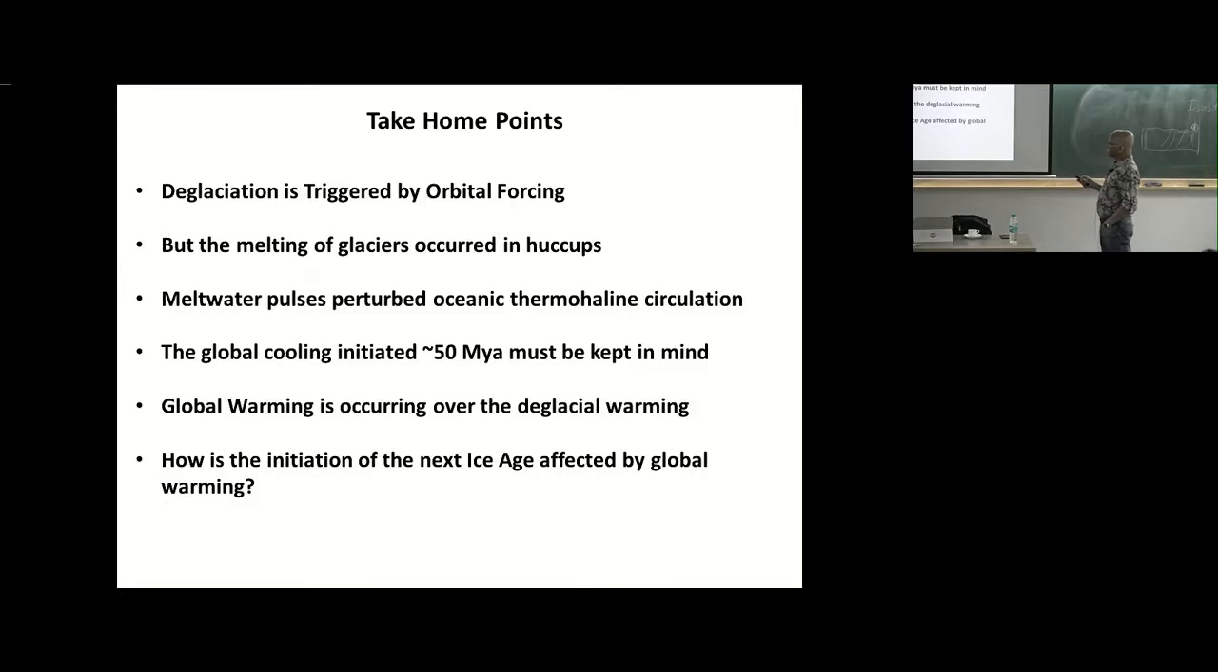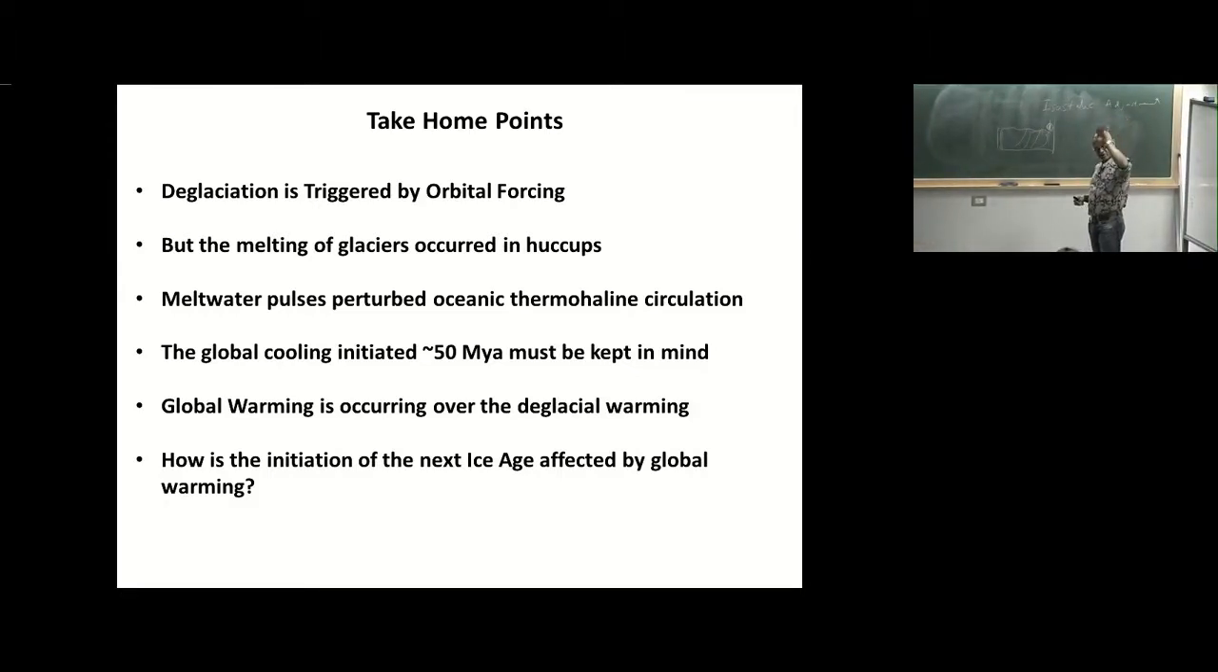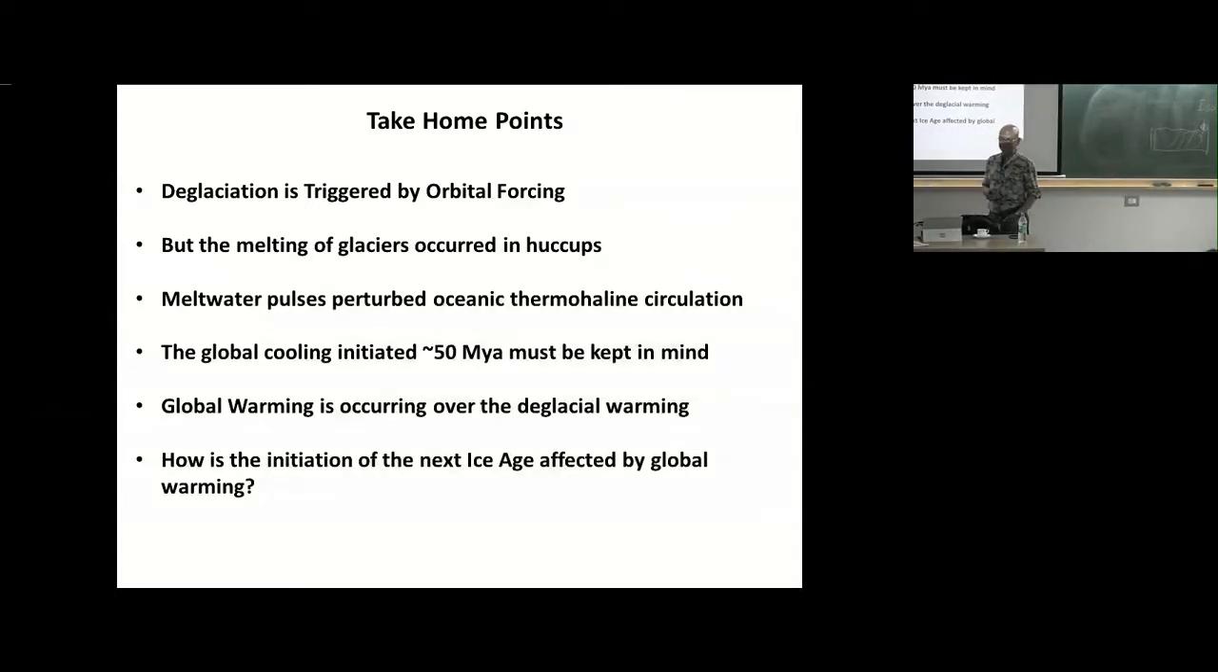And global cooling, initiated about 50 million years ago, is riding on top of this. That is still going on. But the rate of warming we have created since the Industrial Revolution is quite fast compared to the cooling that's happening over 50 million years. And the question now is, how will the initiation of the next ice age because of orbital forcing be affected by global warming, right?